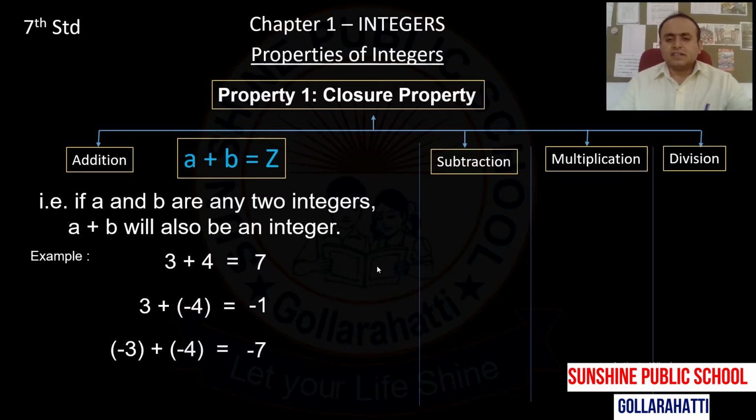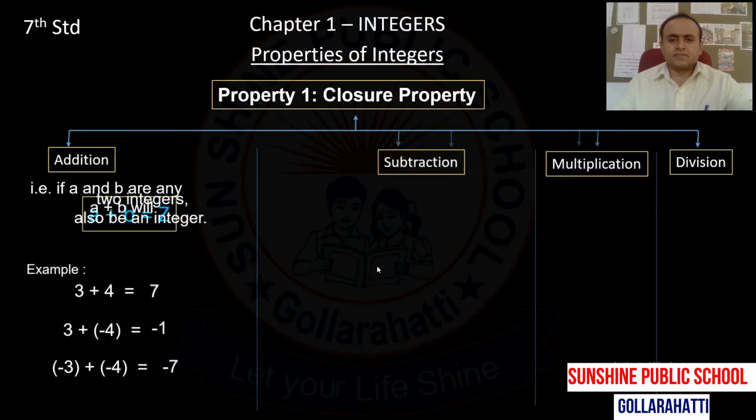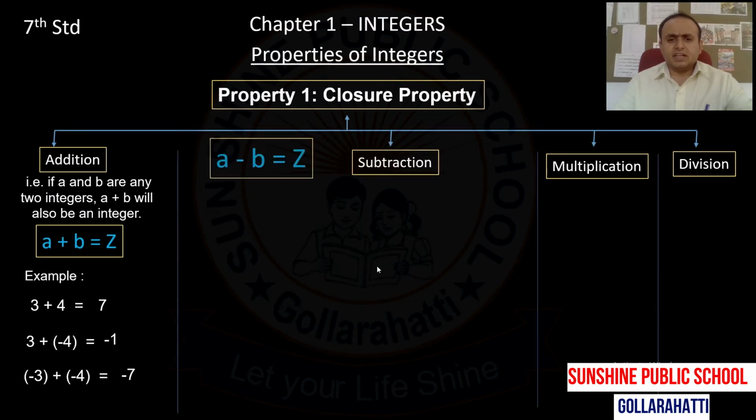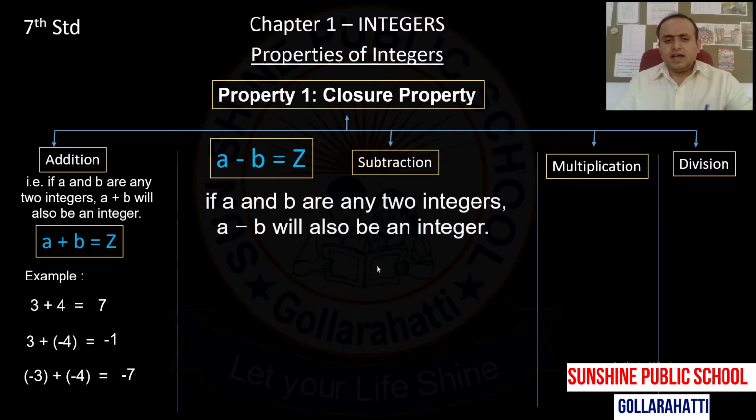So next check with subtraction. Subtraction ಅಲ್ಲಿ a minus b is equal to z. Closure property. ಯಾವುದೇ ನಾವು ಎರಡು ನಂಬರ್ನ ಸಬ್ಟ್ರಾಕ್ಟ್ ಮಾಡಿದಾಗ ನಮಗೆ ಒಂದು ಇಂಟಿಜರ್ ಸಿಗುತ್ತೆ. So that is called closure property. ಒಂದು ಅಲ್ಲಿ ಕ್ಲೋಸ್ ಆಗುತ್ತೆ. So a minus b is equal to z. If a and b are any two integers, a minus b will also be an integer. A ಒಂದು integer ಆಗಿರಬೇಕು, b ಒಂದು integer ಆಗಿರಬೇಕು. Again a minus b ಮಾಡಿದಾಗ ನಮಗೆ ಬರುವಂತ ಆನ್ಸರ್ ಕೂಡ ಒಂದು ಇಂಟಿಜರ್ ಆಗೇ ಇರುತ್ತೆ.